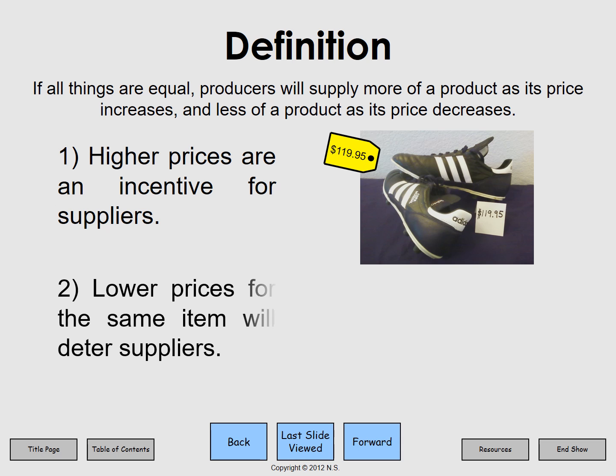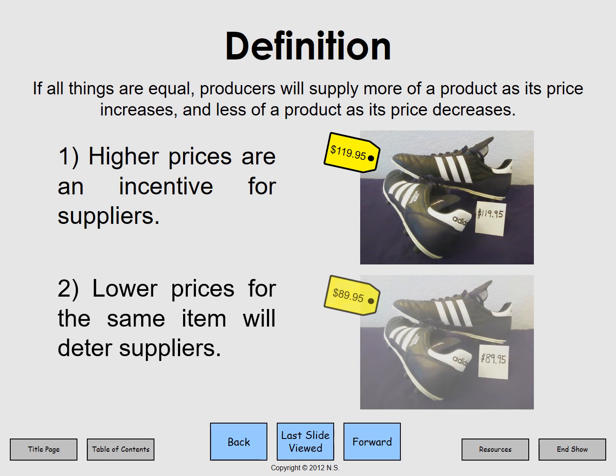And just opposite of that, lower prices for the same item will deter suppliers. So once these shoes are out for a while, once they get a bad reputation, once leather goes up in price, there are all different kinds of things that can deter them from making these. But right now, if it's a lower price, I'm going to make less of these. If I can only sell these for $90 now, then maybe there's another pair that I can sell for more. Maybe the all white pair sells for $120. The all gold pair sells for $150.